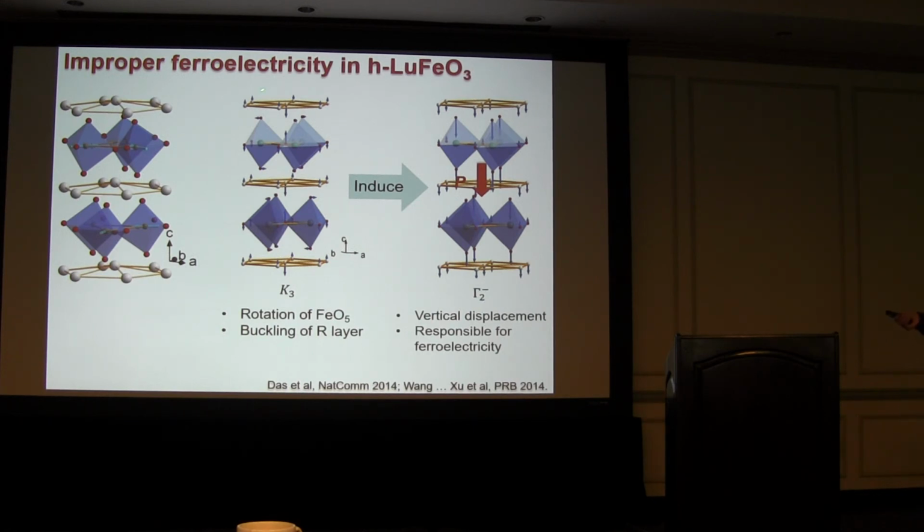At the same time, the rare earths also change. The middle one goes down and all the other ones go up, so that's kind of like buckling. This distortion itself is not polar, but it actually can induce the displacement of atoms along the c-axis. So this is polar. That generates a charge imbalance and polarization. The driving force is this distortion, so that's why we say it's an improper ferroelectric material.